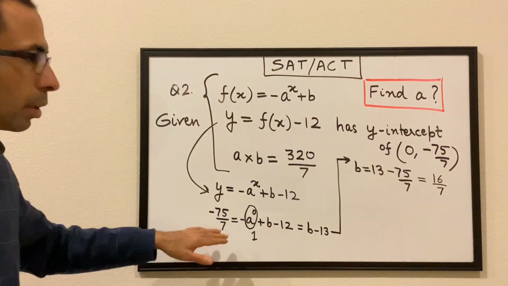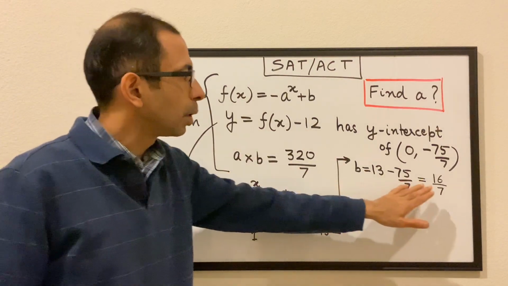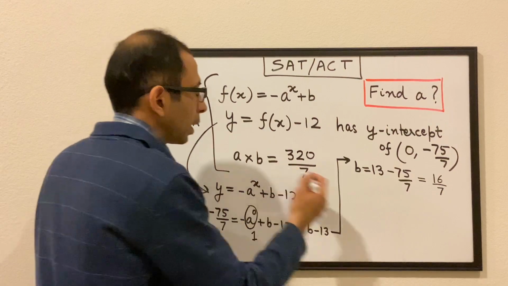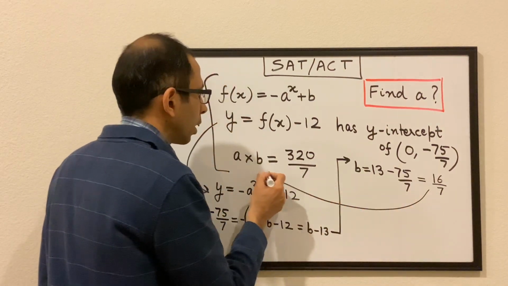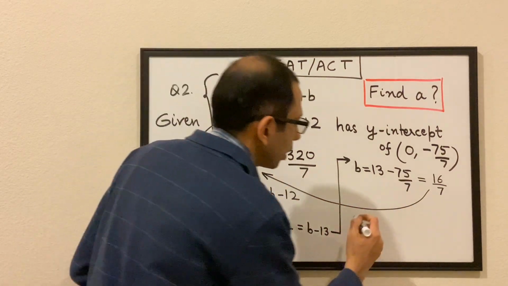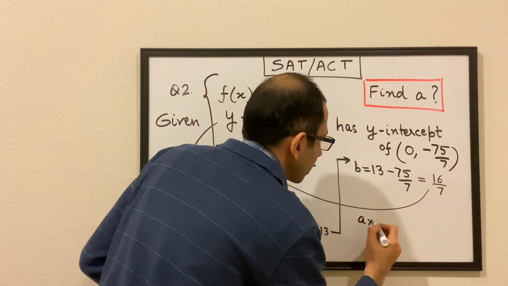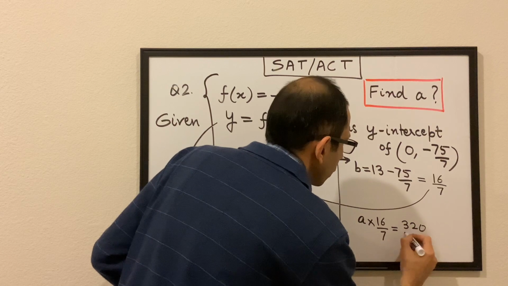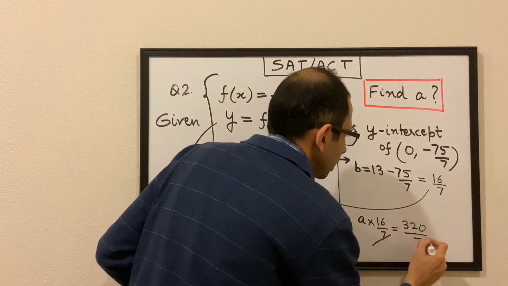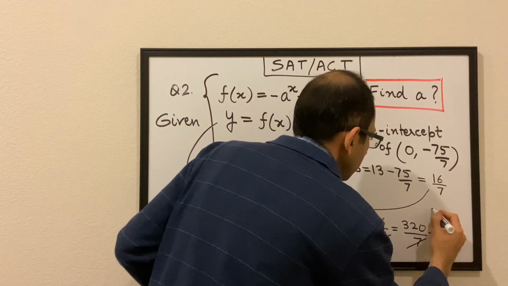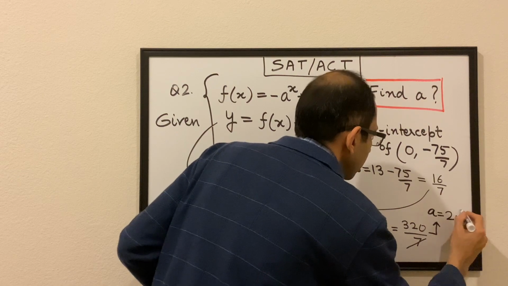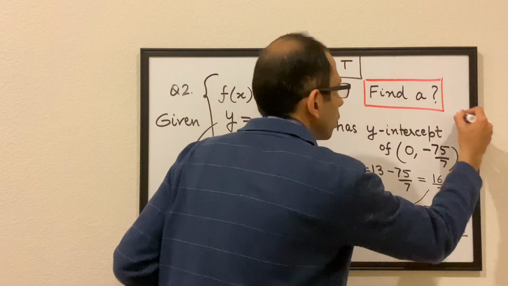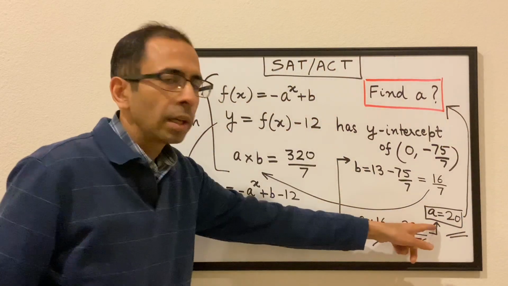So basically, with this given information, we are able to find the value of b. Once we know the value of b, we can plug it in here and solve for a. a times 16/7 is equal to 320/7, which gives us a is equal to 20. So the value of a is 20.